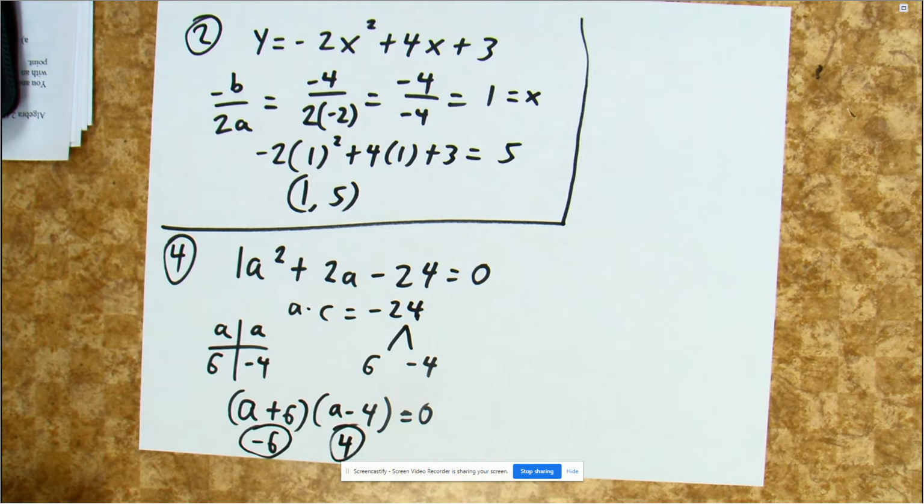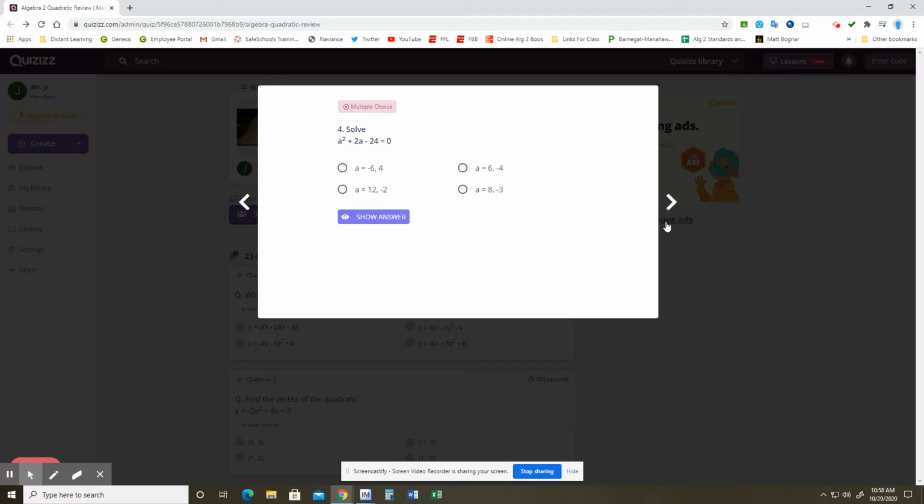You set each of those equal to 0. a plus 6 equals 0. Solve, you get negative 6. a minus 4 equals 0. You solve, you get positive 4. And if you look at the choices, there it is right there. Negative 6, positive 4.